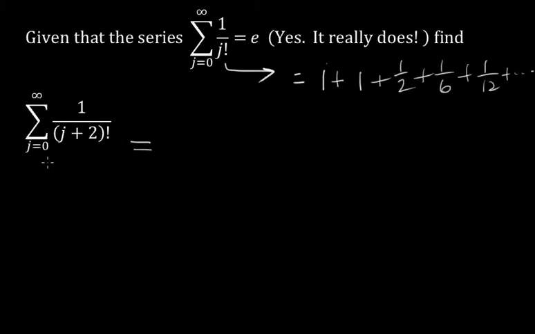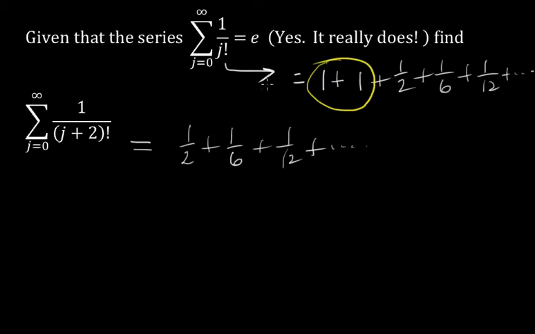Well, let's write out a few of these. j starts at 0, so this one starts at 1 over 2 factorial. And then we have 1 over 3 factorial plus ... So we can easily see what the difference is here. This one is 2 more than that one. So we can say then that this series is equal to e minus 2.